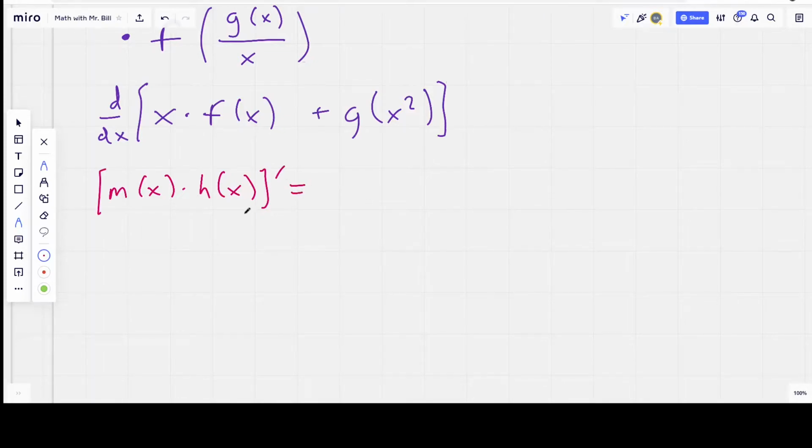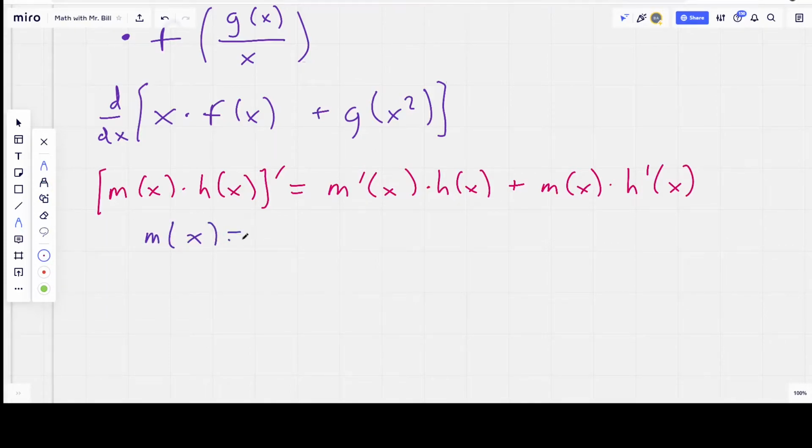I don't want to use f and g here because we're already dealing with f and g. So we take the derivative of the first times the second plus the first times the derivative of the second. And if you need to, you can flip those terms around so that it looks a little more familiar, a little more comfortable. So m of x is going to play the role of x, and h of x will play the role of f of x.